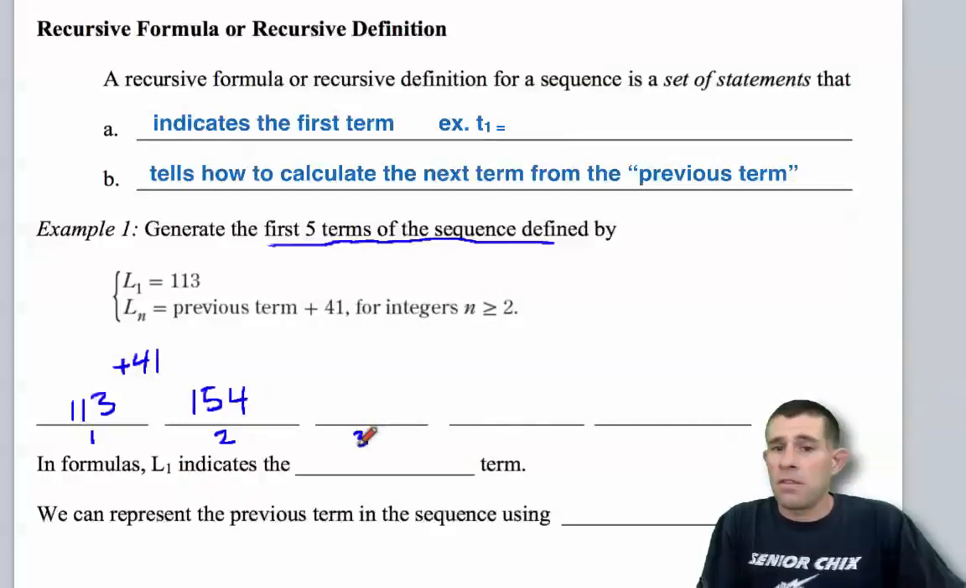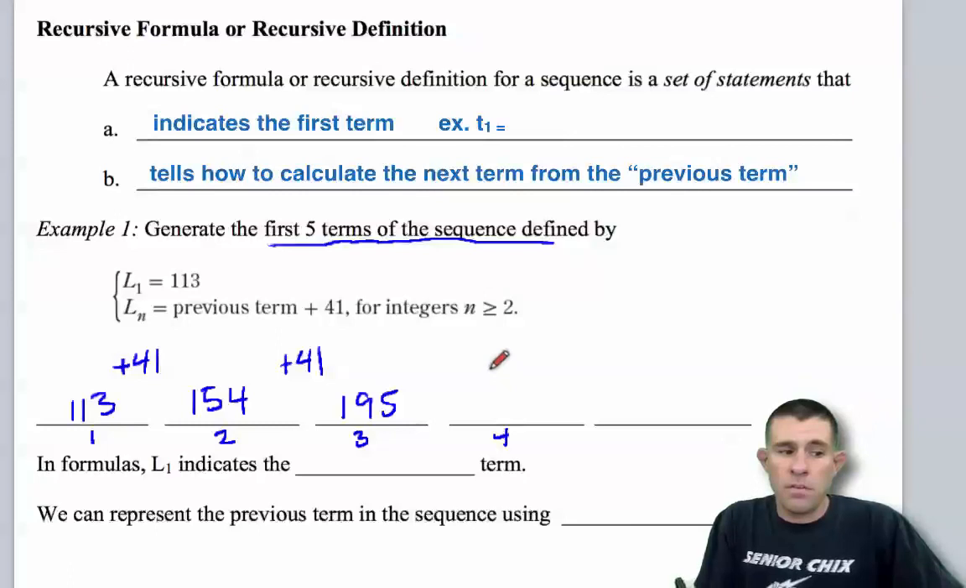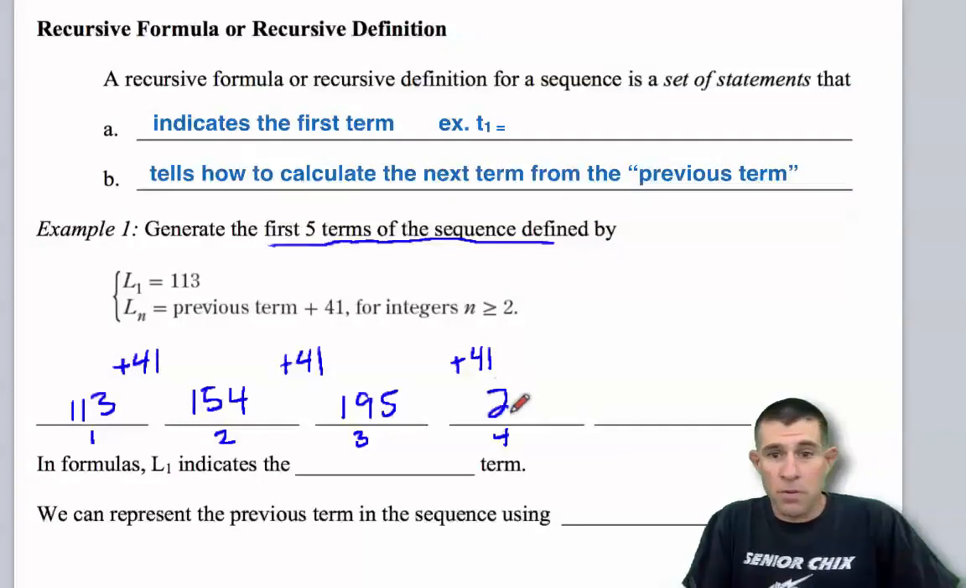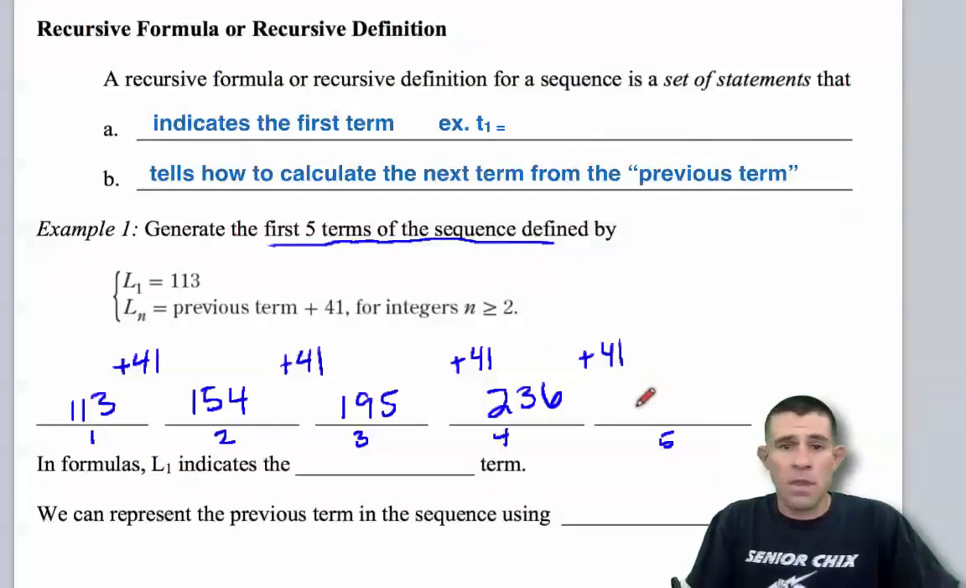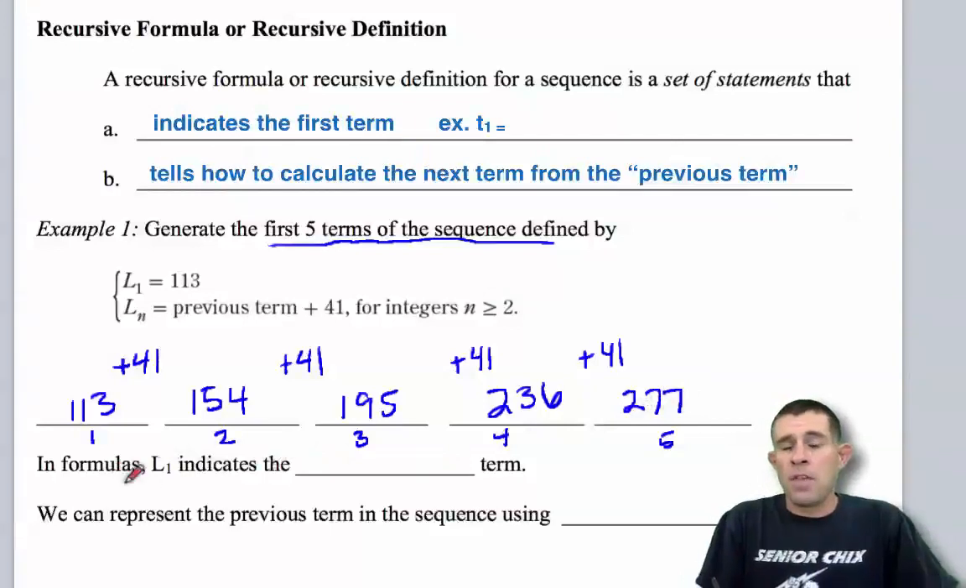Now, in order to calculate the third term, I need to again add 41 to the previous term, which is now 154, so that's going to give me 195. And in order to find the fourth term, I'm going to add 41 again to 195, or the previous term, and I'll end up with 236. And then finally, for my fifth term, I'm going to again add 41 to the previous term, and that will give me 277.